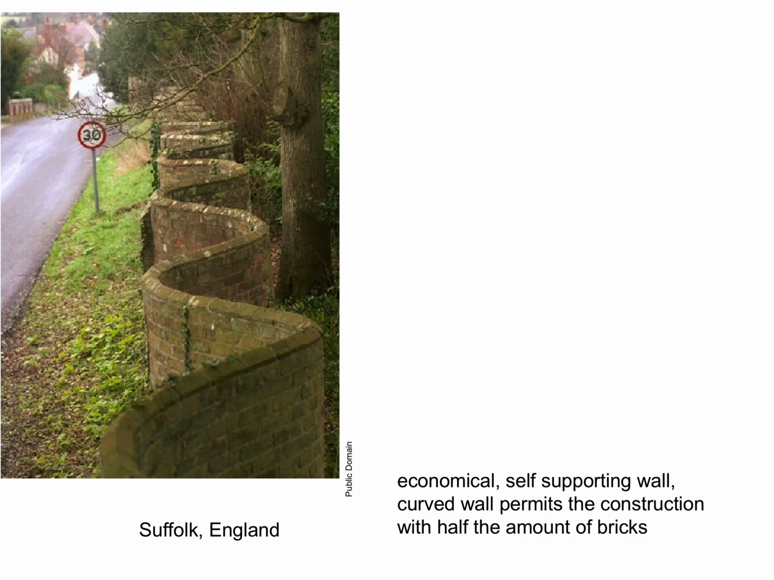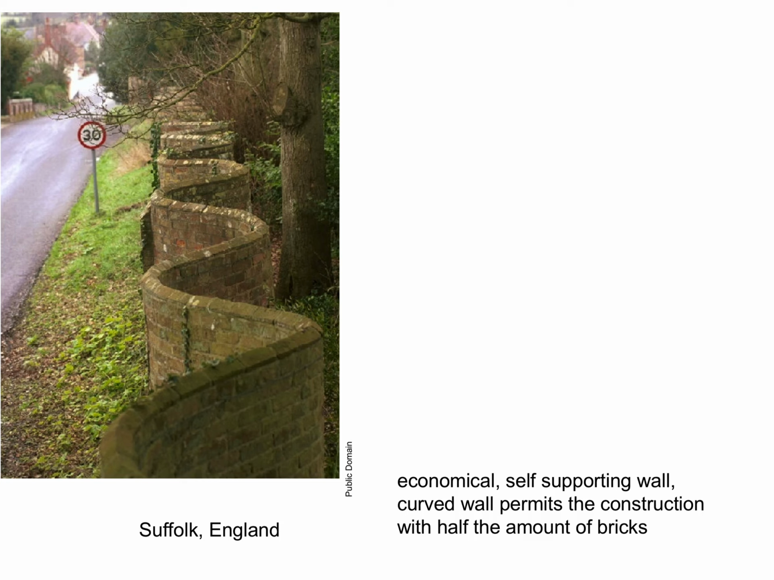This is an example of that here from Suffolk, England. If you were to make that wall straight, it would be easily toppled over and fall, but because it has a wiggly, sort of curvy line, by using half the amount of brick, you get twice the structural strength, and this wall then becomes almost impossible to destroy.